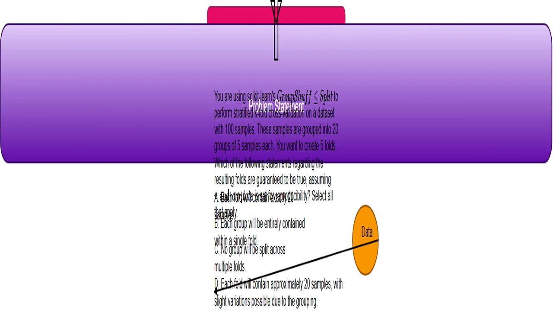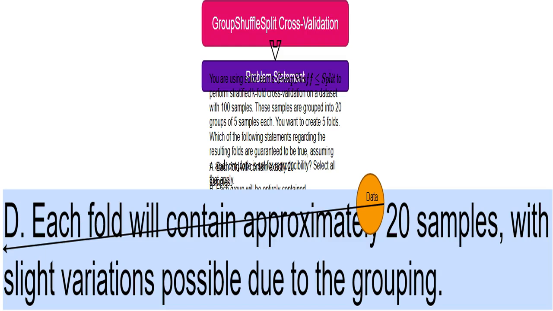That's a fancy way of saying I am dividing my data into multiple folds for testing and training, while making sure that samples from the same group are always together. Because I have 100 samples and I want to make 5 folds, if I divide perfectly, each fold gets 20 samples, 100 divided by 5.